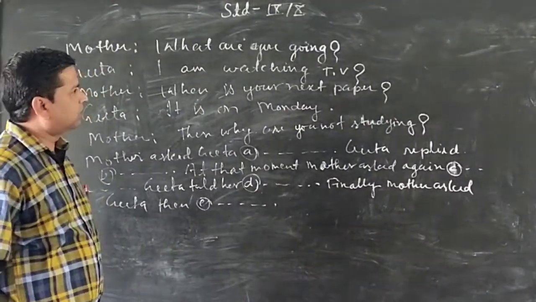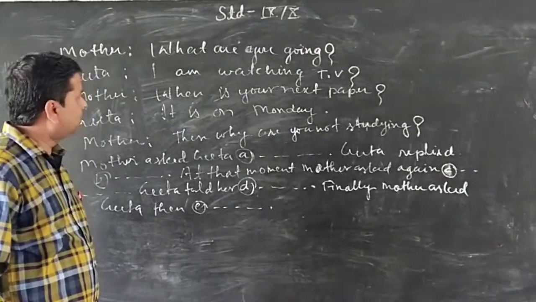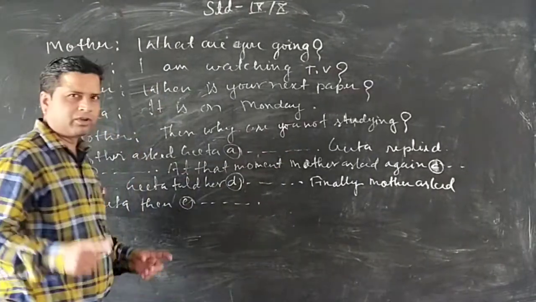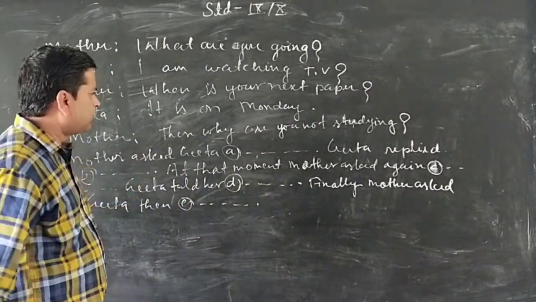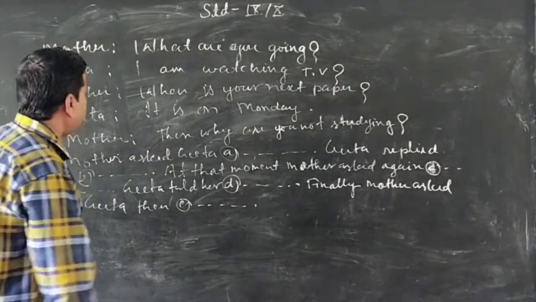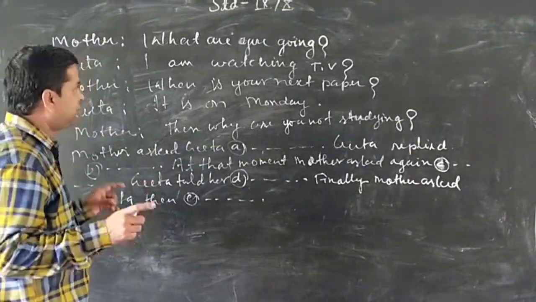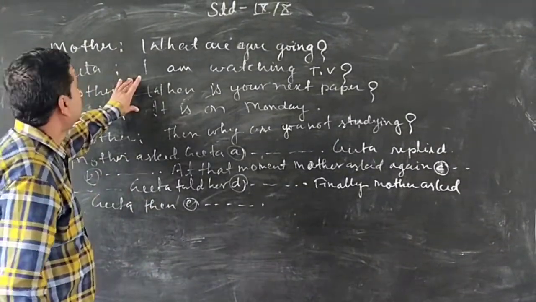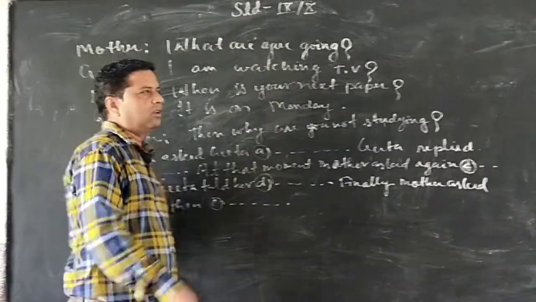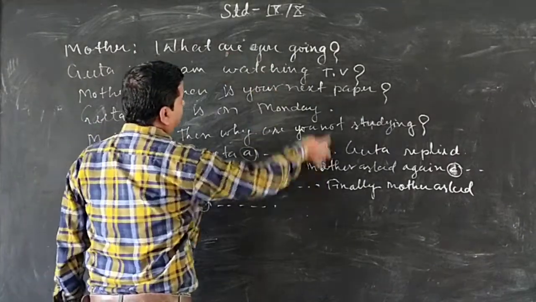You have to write the answers. Now, most students make the mistake that they fill in the middle of the paragraph. It is always wrong. You have to write your answers in your answer sheet separately. For example, to answer these questions, you have to study the dialogue carefully first. First of all, you will see mother asked, what are you doing? This sentence is in present continuous tense.